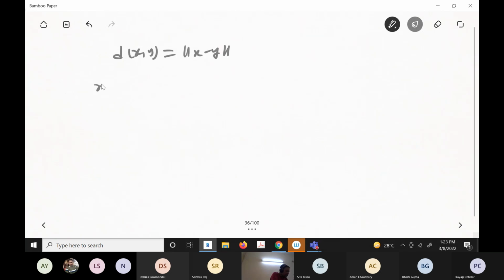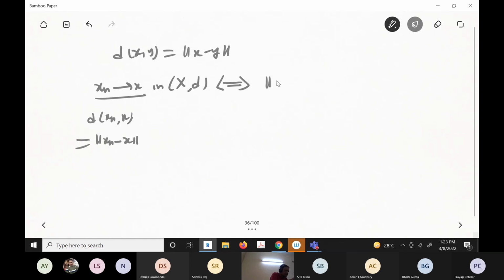So if you have this, what it will mean in the metric topology is that d(xn, x) goes to 0, that is, xn goes to x in X, if and only if you have this. With this you can prove that if xn goes to x and yn goes to y, then this holds.